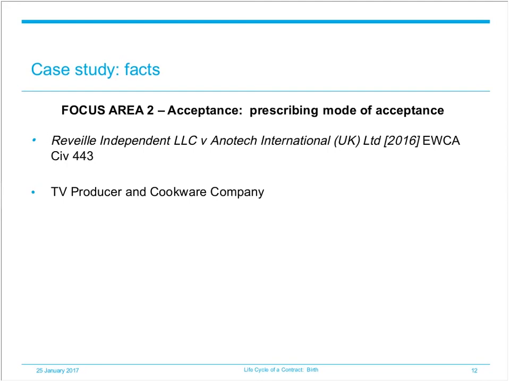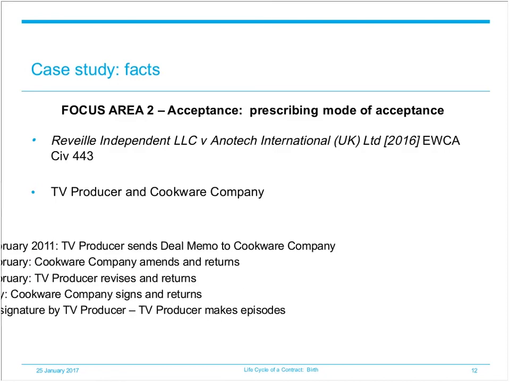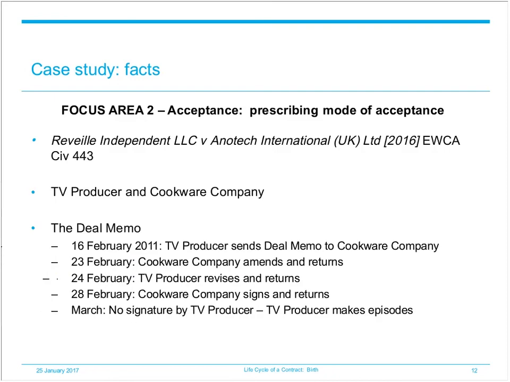It was envisaged that in order to arrive at a contract, there would be an initial short-form document, a deal memo, followed by further negotiations and the finalizing of a long-form agreement. On the 16th of February 2011, the TV producer sent a deal memo to Mr. Stevens of the Cookware Company, the first offer between the parties. The deal memo was in the TV producer's standard form. Page 3 of the deal memo specified that this merchandising deal memo shall not be binding on the TV producer until executed by both parties.